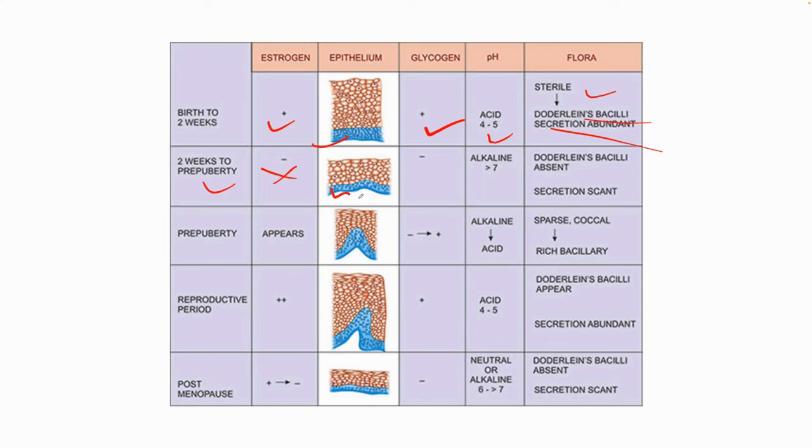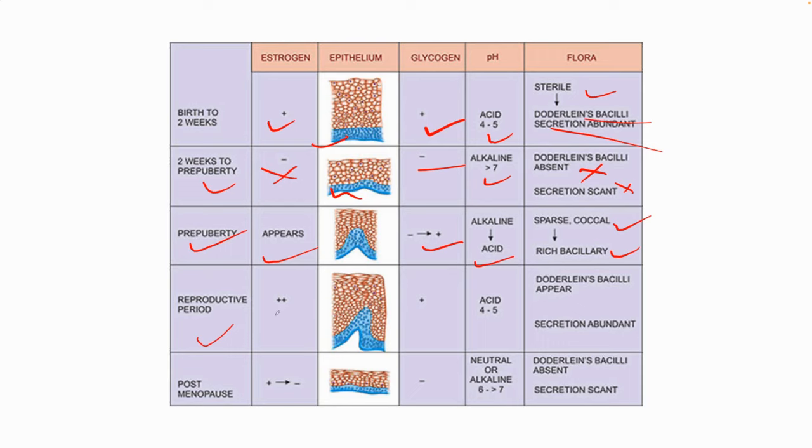The layer of the epithelium will be like this. There will be no glycogen. The pH will be slightly alkaline, the Doderlein bacilli will be absent, and the secretion will be scanty. During pre-puberty, estrogen will be present. Glycogen will be present. The pH will move from alkaline to acidic, and the coccal bacilli will be found, and it will reach bacillary.